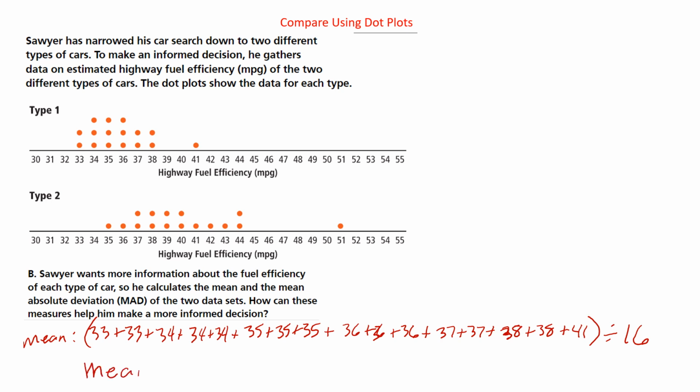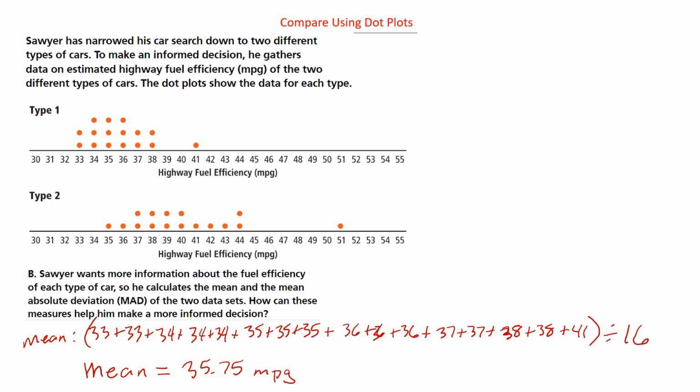Could we add them all up in our heads? Yes, we probably could. Don't add them all up in your head. Use a calculator. We've got 16 numbers. There's no reason to do that. So we're going to add that up. Let's see. 33 plus 33 plus 34. The mean is 35.75 miles per gallon for type 1.